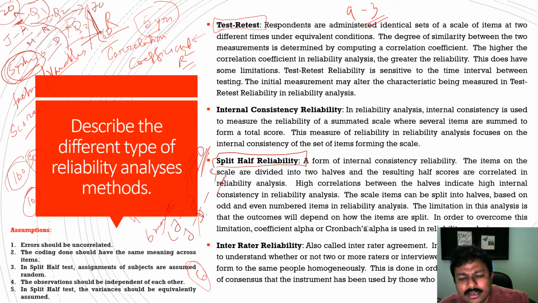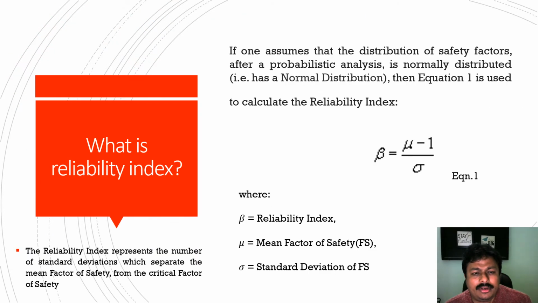And lastly, this is inter-rater reliability. I have already discussed it. When more than one person rates a system, a product, or an item, and if all of them rate the product or system similarly, then the system is reliable. And if some are rating it highly and some are rating it very poorly, then the ratings are not reliable to show the performance of the system. So that much about the different types of reliability analysis methods.